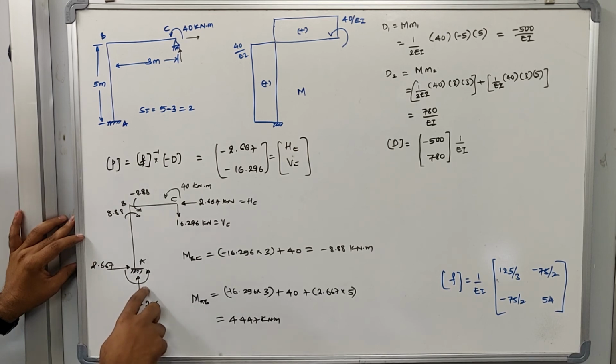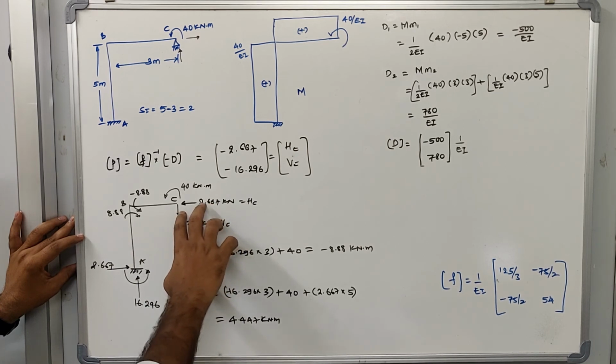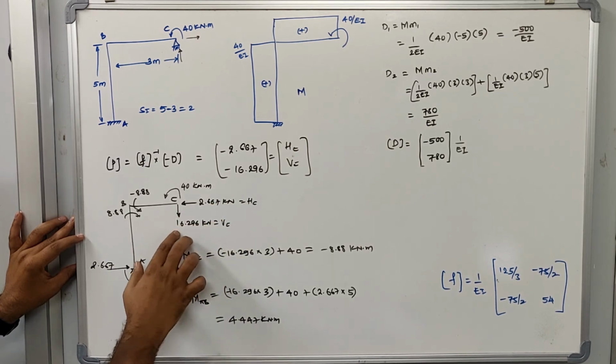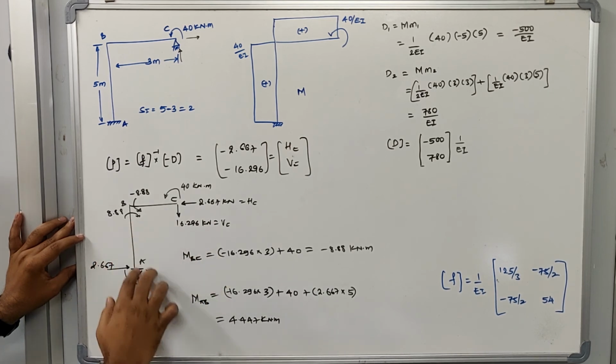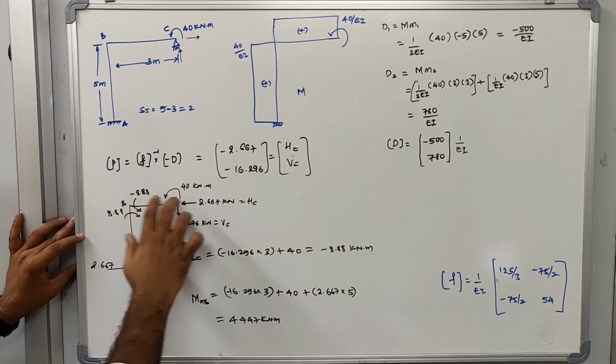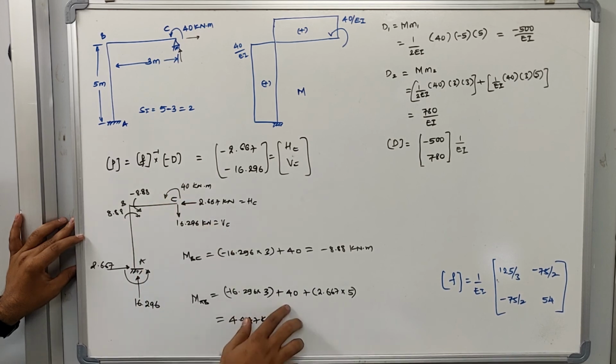Now let us solve for MAB. To solve for MAB, I need to take the moment of these forces about A. So let us take this force: 69.296 multiplied by 3, and I have to apply a negative sign as it is clockwise in nature. Next, plus 40 kilonewton, again it is anti-clockwise, so that's why it is plus 40.